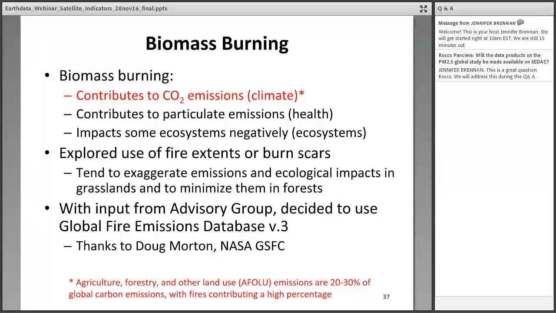So we chose to focus on climate impacts. We at first looked at the extent of burn scars, but they tend to exaggerate the impact of fires, particularly in dryland and grassland areas of Africa. We had input from the advisory group, and they basically recommended that we use the GFED, Global Fire Emissions Database, version 3.